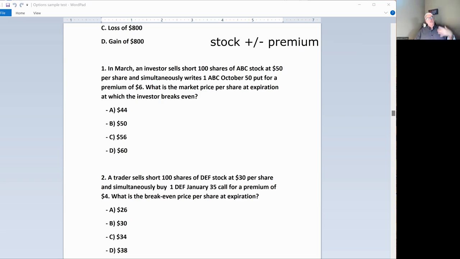Okay. Now remember, if it's a call by itself, it's strike plus premium. Doesn't matter buy or sell. If it's a put by itself, it's strike minus premium. I'm not doing those today. Those are too easy. Since I'm here, start with the first one. In March, remember, press pause, go through it.